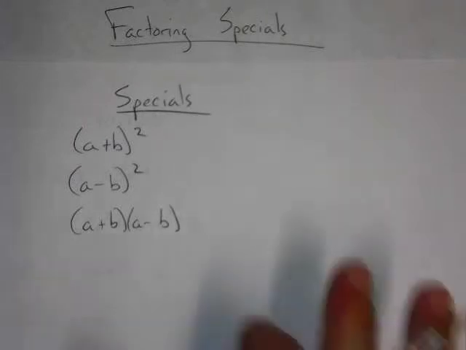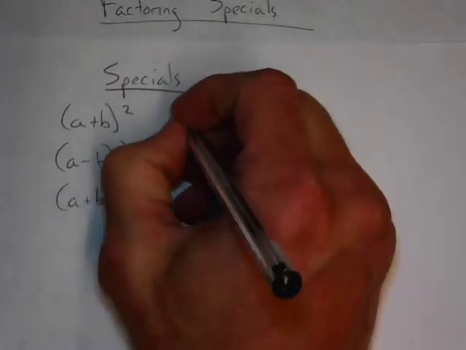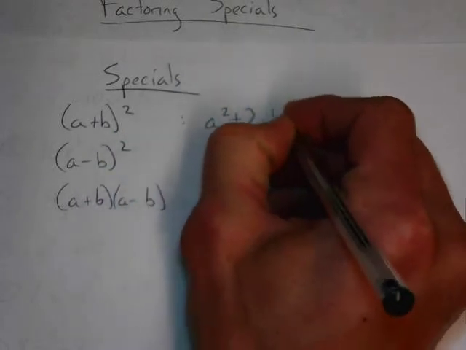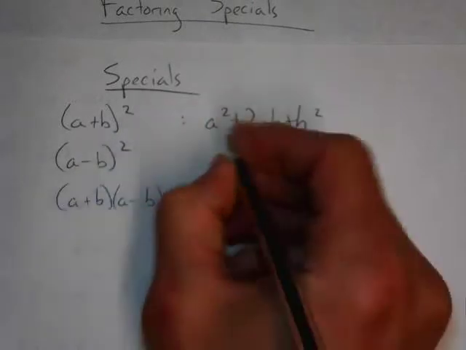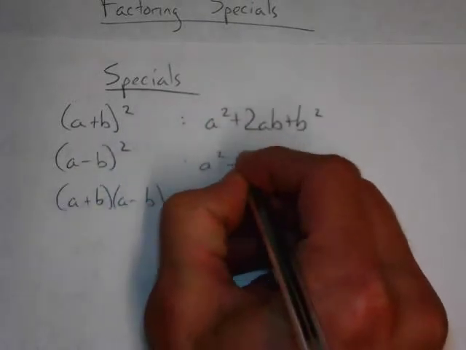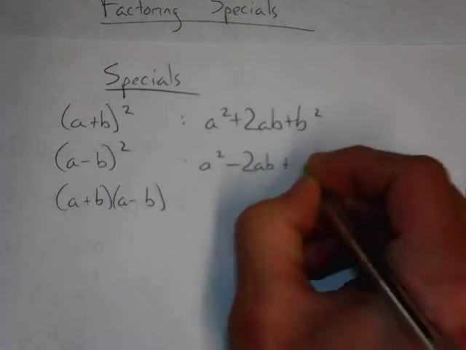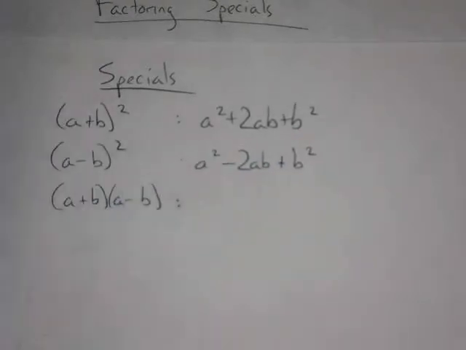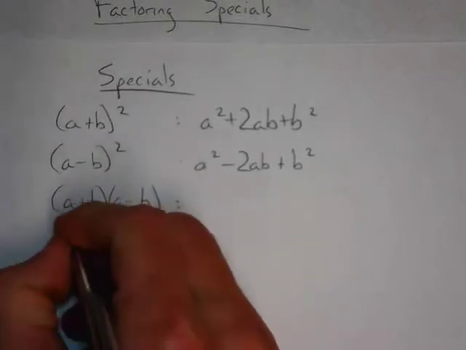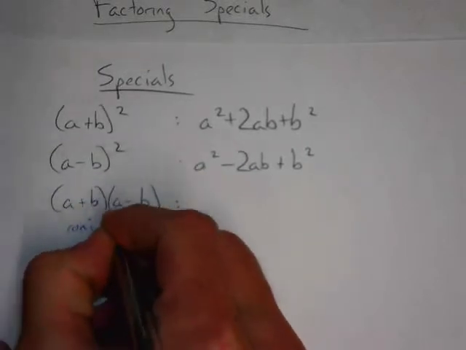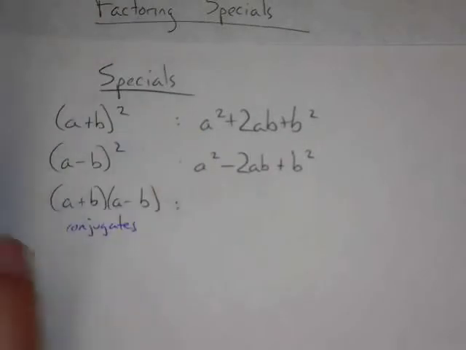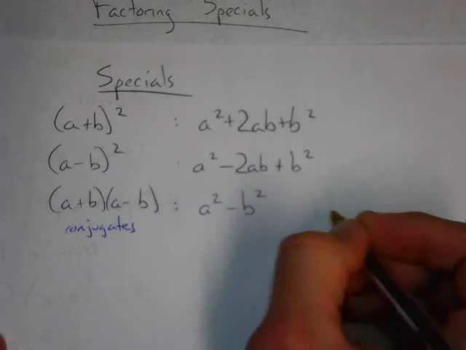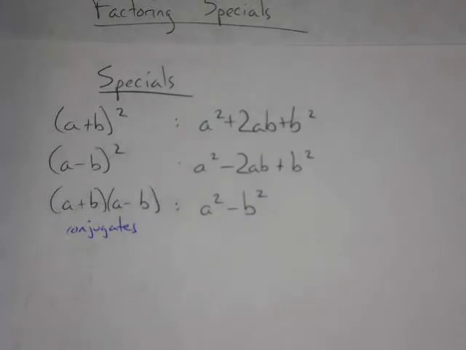And so when we had multiplied out (a plus b) squared, we ended up getting a squared plus 2ab plus b squared. When we multiplied (a minus b) squared, we ended up with a squared minus 2ab plus b squared. And then when we multiplied our two conjugates, hopefully you remember that vocab word, conjugates, we ended up with a difference of squares, a squared minus b squared. So we have to remember our specials.